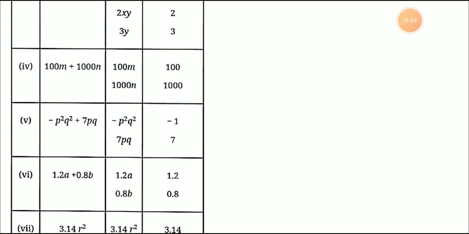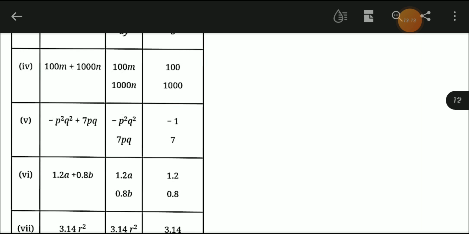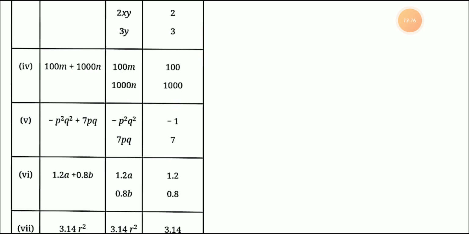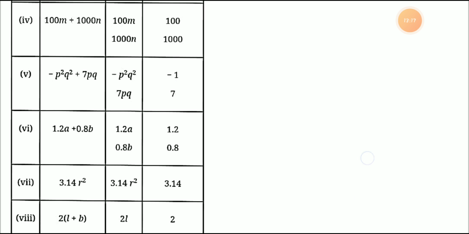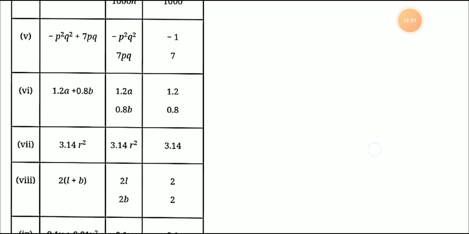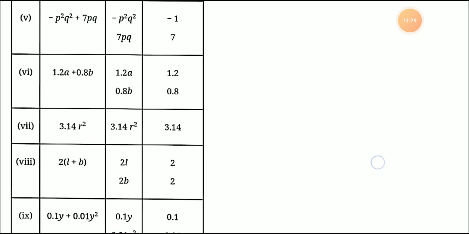In the fifth one we can see there is no number. No number means 1, and it contains a minus sign, so the numerical coefficient is minus 1. And see here 7pq, 7 is the numerical coefficient. Likewise in the 6th, 1.2 and 0.8, I already told you. In the 7th, 3.14 is the numerical coefficient.